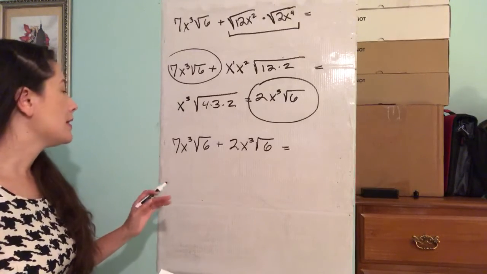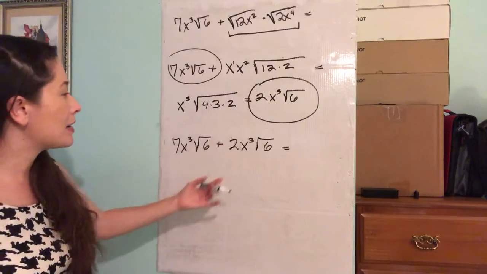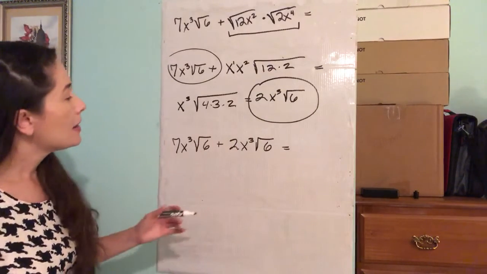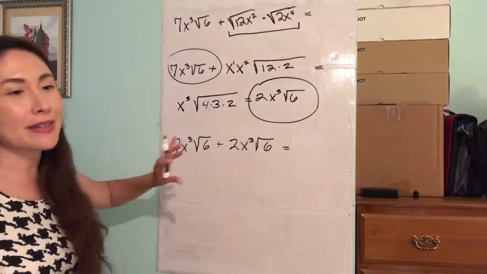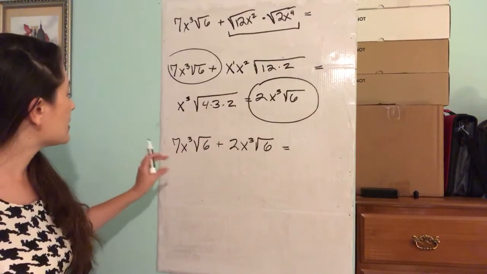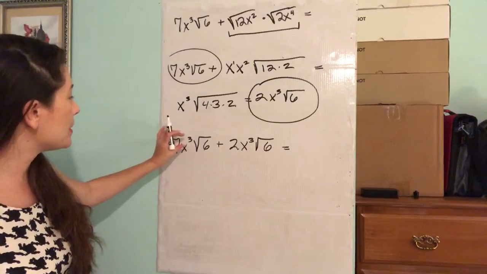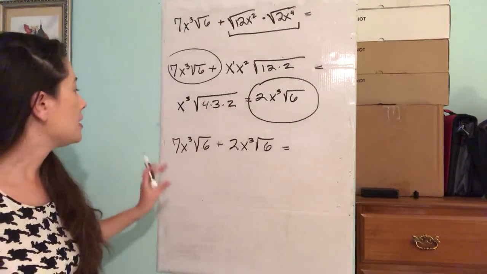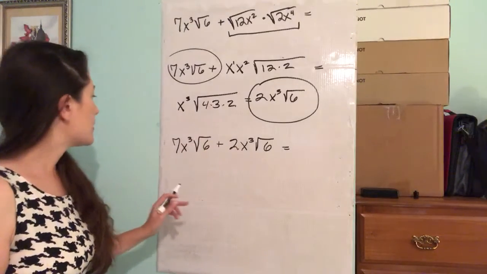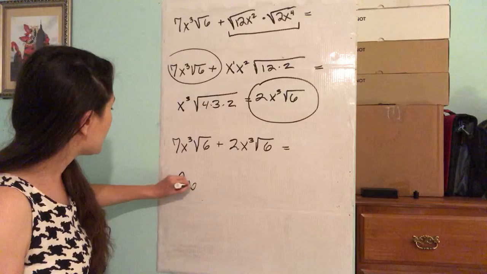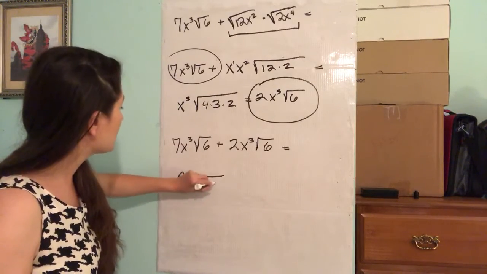If this was x to the fifth power, or whatever, or this was a square root of 2 or whatever, you would just have to keep it as is. But because they both have the same variable to the same exponent, and they're both multiplied by the same radical, square root of 6, you can combine these. So this is just going to be 7 plus 2, that's 9, times x cubed, times square root of 6.